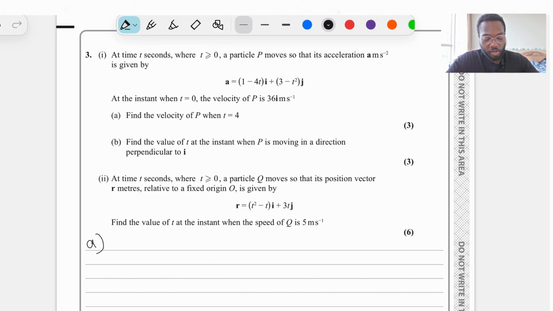So for question 3, we have a particle P, and it moves with the acceleration a meters per second squared, and it's given by this equation here. We are also told that at the instant when t is equal to 0, the velocity of P is 36 meters per second. We need to find the velocity of P when t is equal to 4. So this question is a variable acceleration question. Since we've been given the acceleration, to work out the velocity, we will need to integrate. They also tell us that when t is equal to 0, the v value is equal to 36i, so that's how we can work out a constant as well.